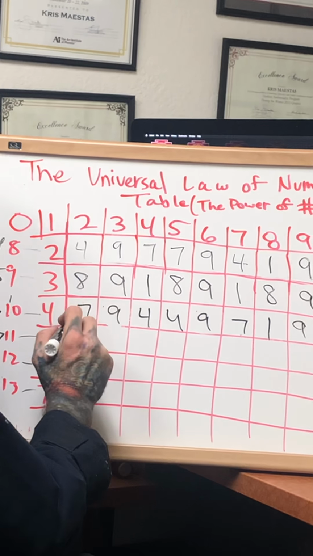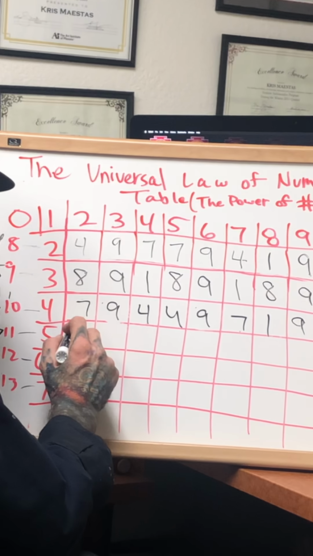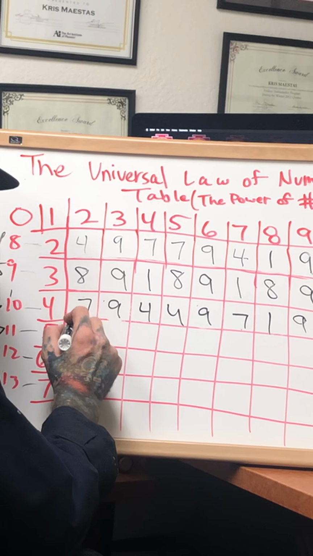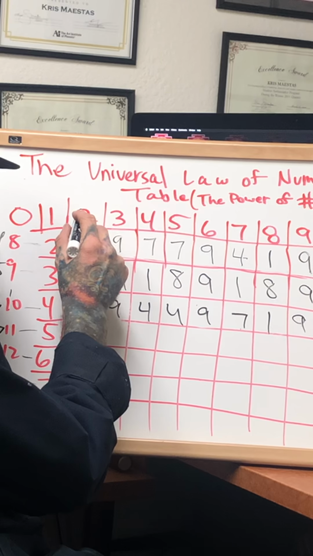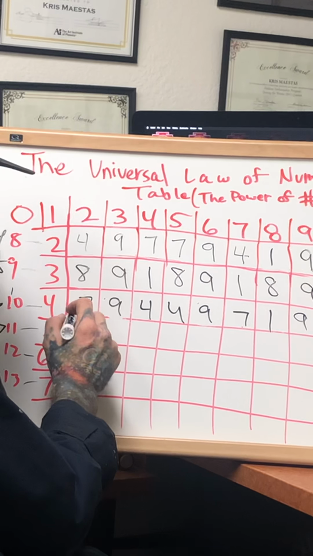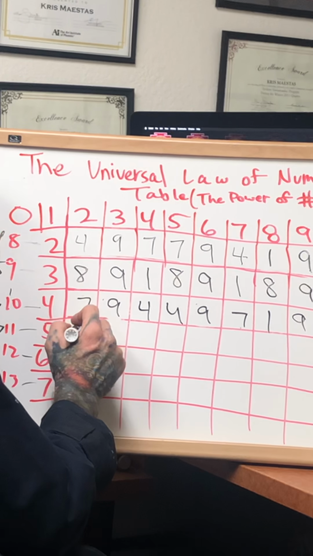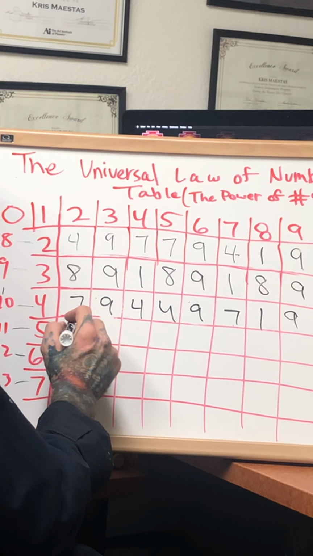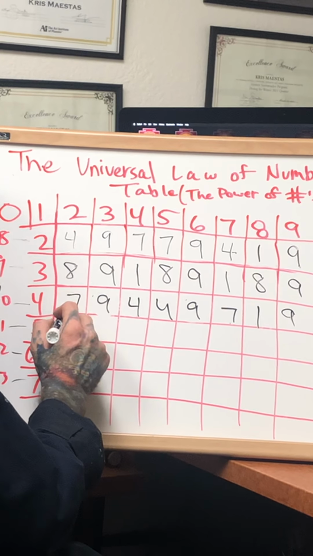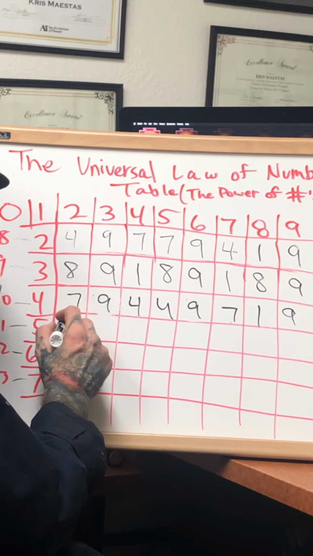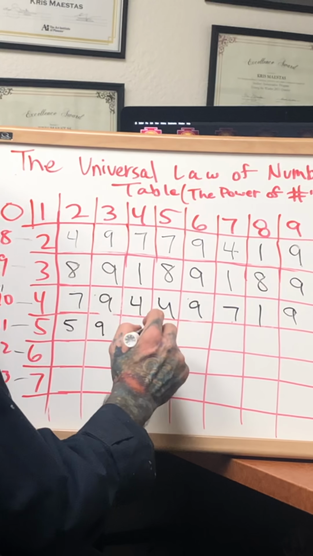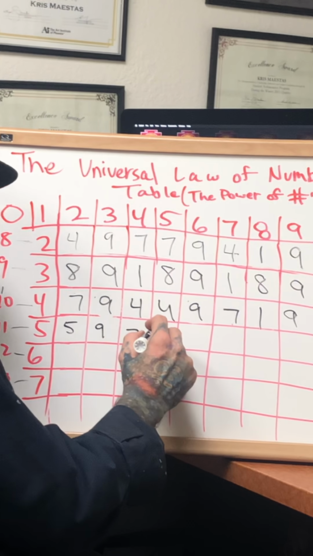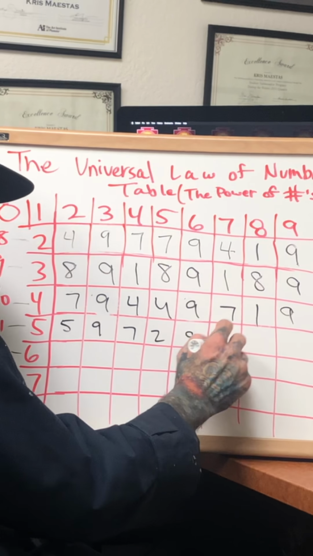So now we'll go through the 5s. We've got 2 to the power of 5, which we've got 5, 9, 7, 2, 9, 4, 8.